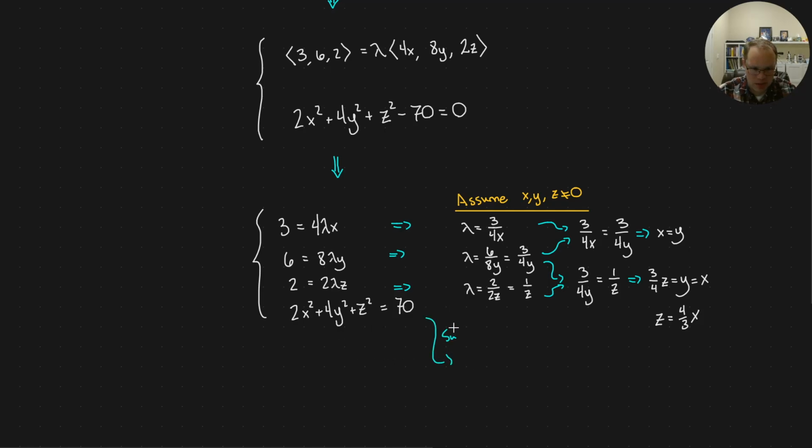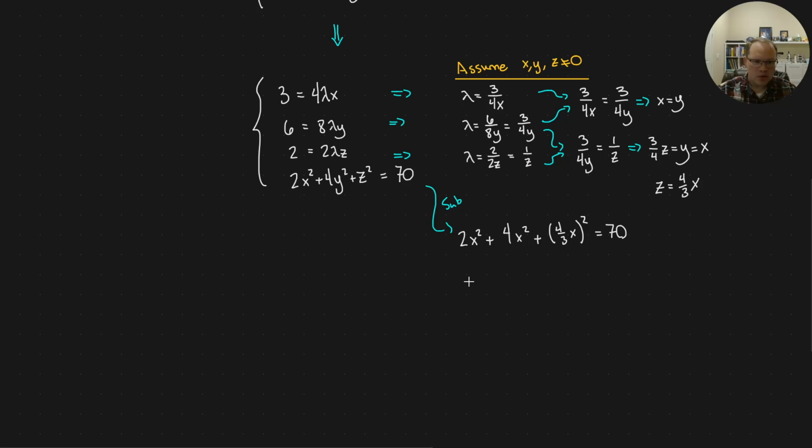Okay, so sub in here: 2x squared plus, instead of y, I'm going to swap in x, so 4x squared, plus, and instead of z, I'll plug in 4/3 x, so 4/3 x squared equals 70. So I get 2x squared plus 4x squared, that's 6x squared. Let me go ahead and add those now. So 2x squared plus 4x squared is 6x squared. And then 4/3 x squared, that's 16/9 x squared equals 70.